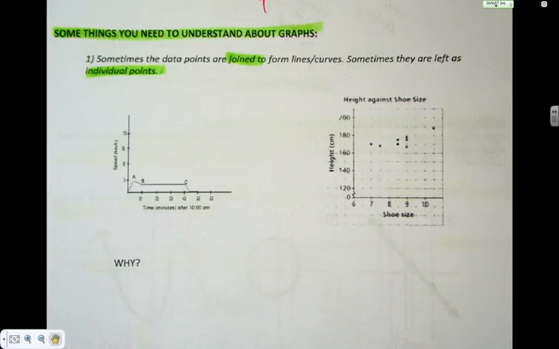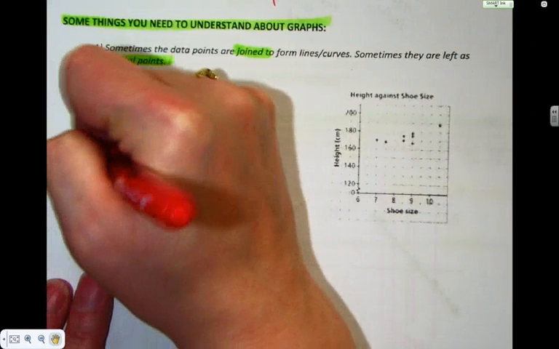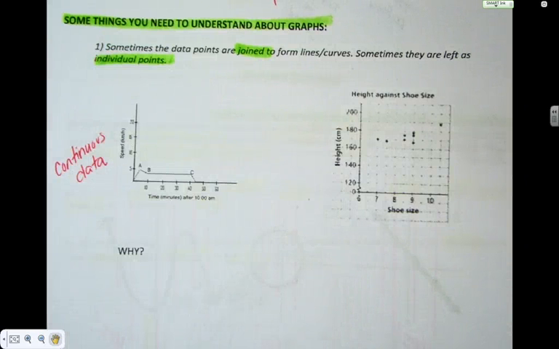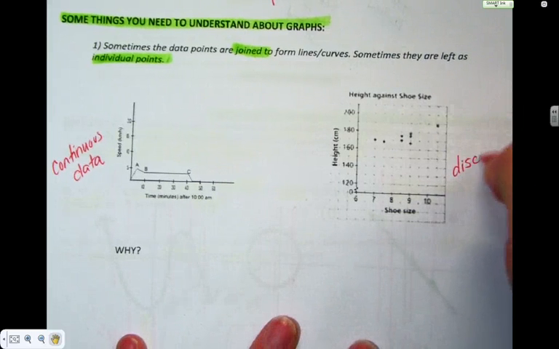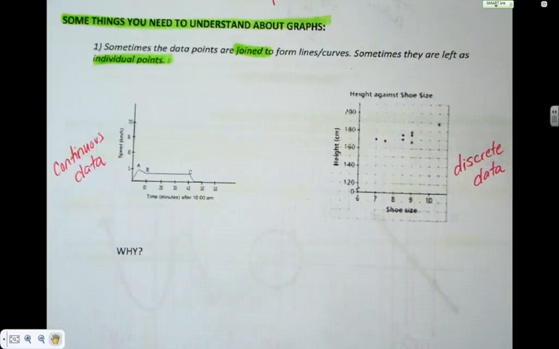So you don't need to know these terms until grade 12, but I'm going to tell you now. This is called continuous data. And the other one's called discrete data. And if you go to university and you go into maths and sciences, there are specific courses, one that just deals with continuous data and one that just deals with discrete data, because they're very different things to scientists.